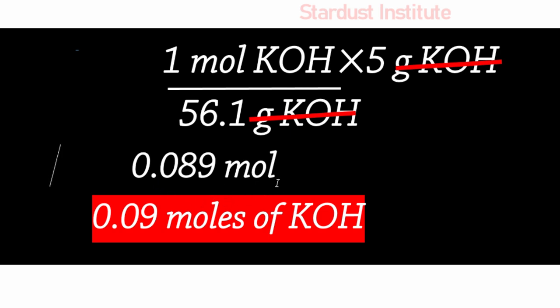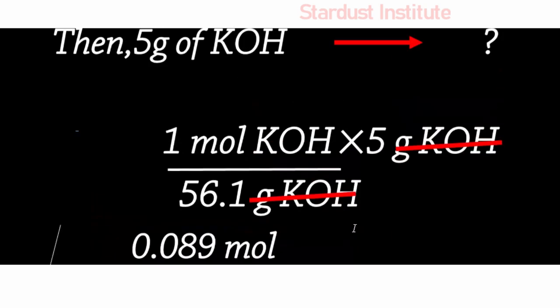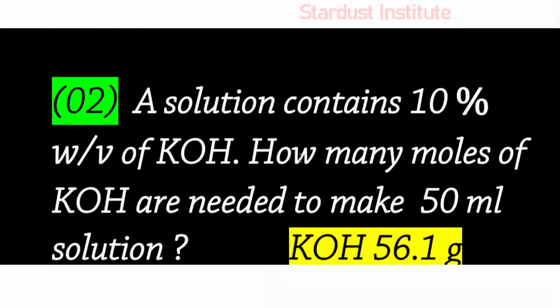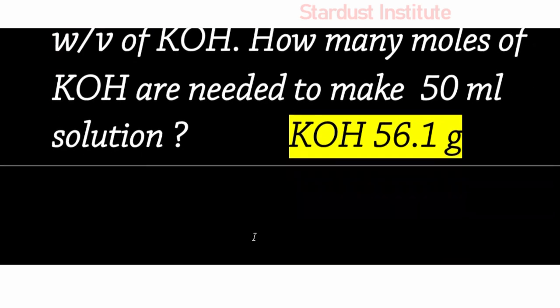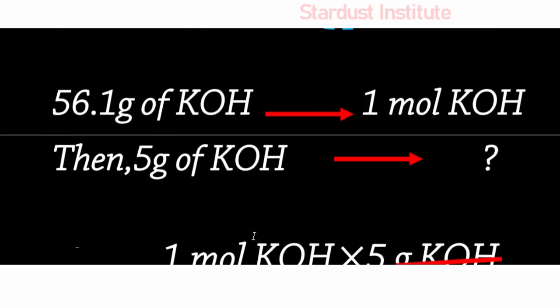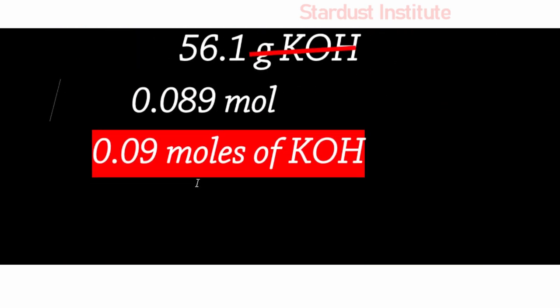If you want, we can write this answer in 2 decimal places: 0.09 moles of KOH. How many moles of KOH are needed to make 50 milliliters solution? 0.09 moles of KOH are needed.